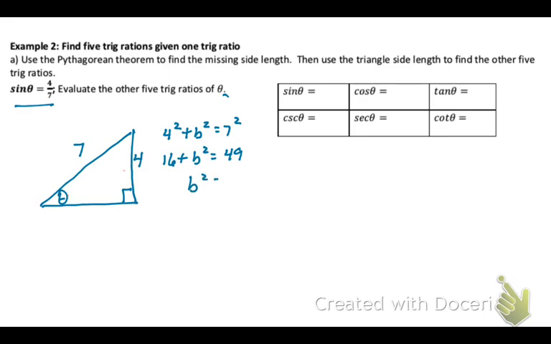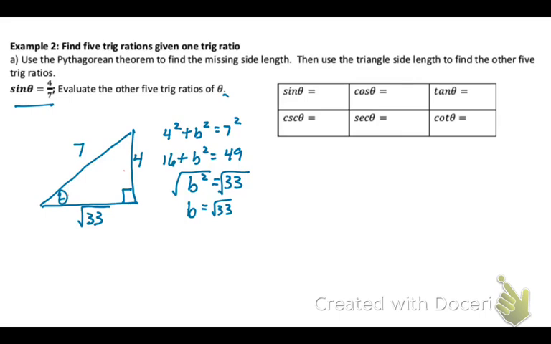Subtract your 16. So b squared equals 33. B then is the square root of 33. We're not going to estimate. We're going to leave this in exact terms. All right, now we're ready to find all of these 6 trig ratios, and we're going to do some rationalizing with this square root of 33.